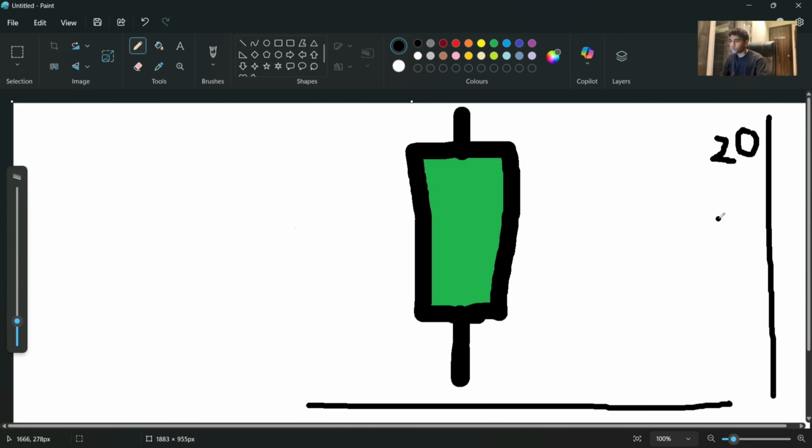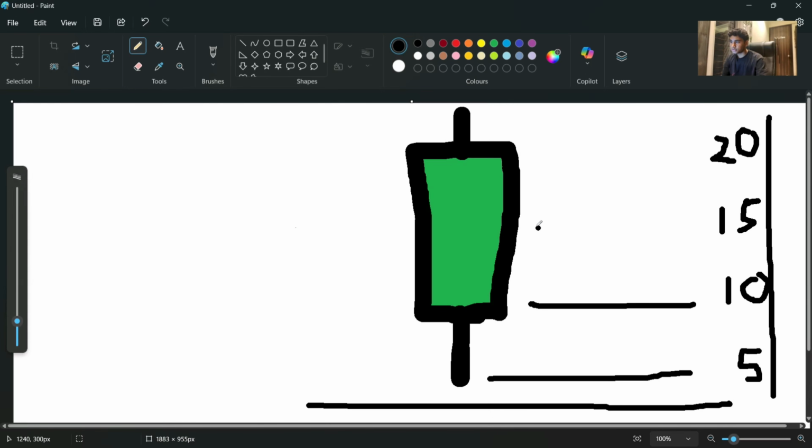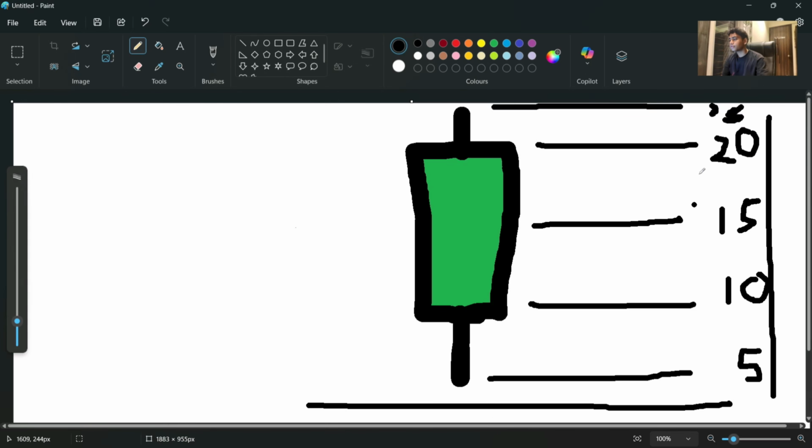20 rupees. Over here, let's say it is 15 rupees. Over here, let's say it is 10 rupees. Over here, let's say it is 5 rupees. So this is 5 rupees, this is 10 rupees, this is 15 rupees, this is 20 rupees, and here above you can write 25 also, not visible properly, but yes, this is 25. There is this particular candle, and there are multiple candles, right? Let's say there is only one candle, so this is the y-axis, this is the x-axis.